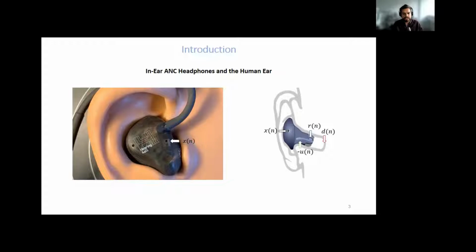It is equipped with an external microphone, an inner microphone, and a loudspeaker. The wave of the incident noise first arrives at the external microphone as x(n), then travels through the device until it reaches the inner microphone as r(n), and finally reaches the eardrum as d(n). Simultaneously, the ANC controller generates the signal minus u(n) to drive the loudspeaker, aiming at generating a sound wave that destructively overlaps with the sound wave of the incident noise.